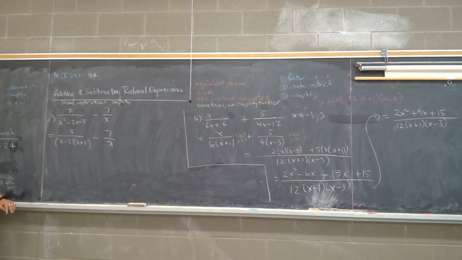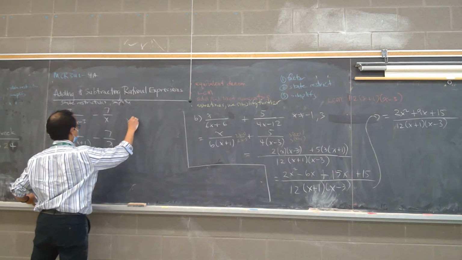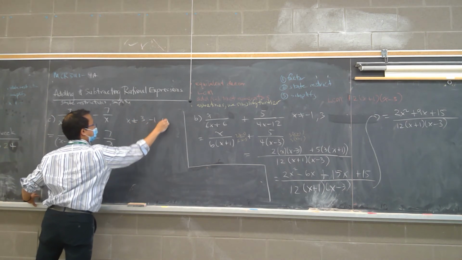Somebody new, maybe? Maybe Eric or Holly. Tyler, sure. Positive 3, negative 1, and 0. Nicely done, thank you, Tyler. X cannot equal 3, negative 1, and 0. Any questions still from the class?